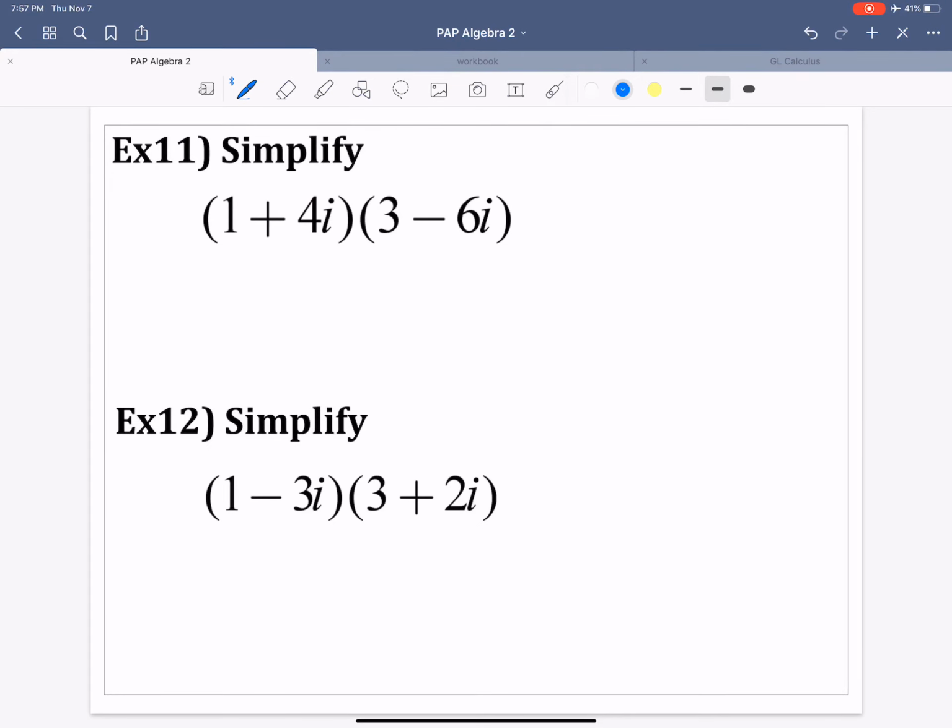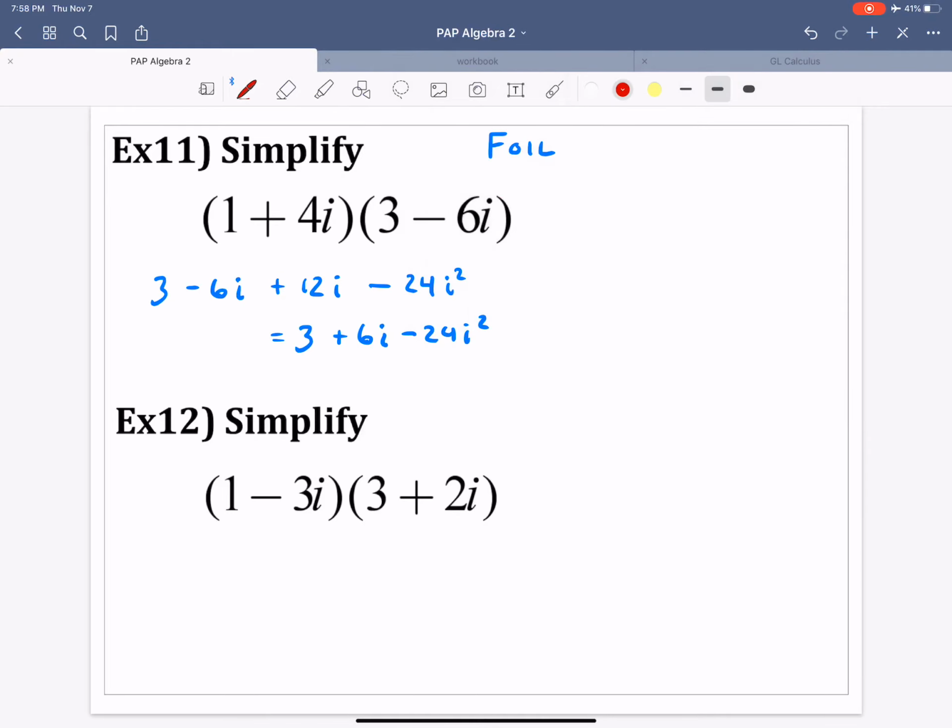Okay, the next skill that you're going to see here is how do we multiply, okay, complex numbers. Well, you're just going to FOIL just like you normally would, okay? So first times first, 1 times 3 is 3. Outside, 1 times negative 6i is negative 6i. I stands for the inside. 4i times 3 gives me 12i. And then L stands for the last terms. We have minus 4i times 6i is 24i times i is i squared. Okay? So now what we want to do is we want to combine our like terms and clean up any i terms that we have. So that gives me 3 plus 6i minus 24i squared.